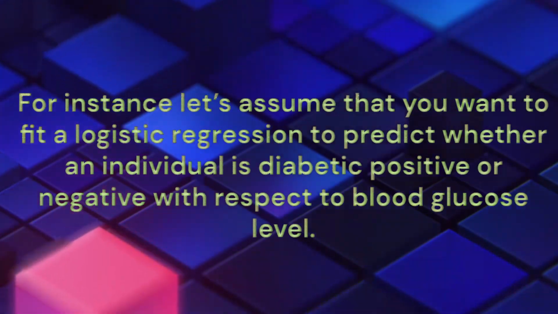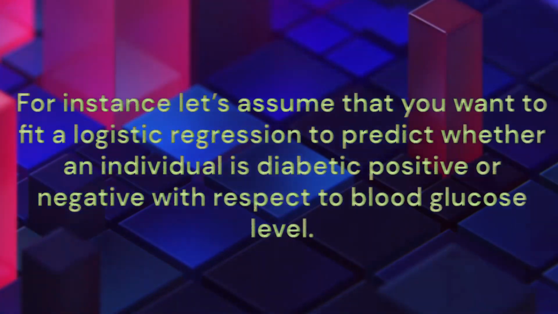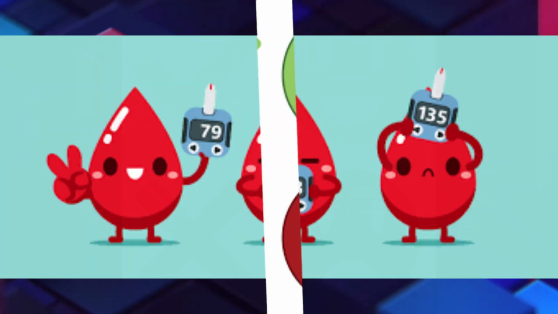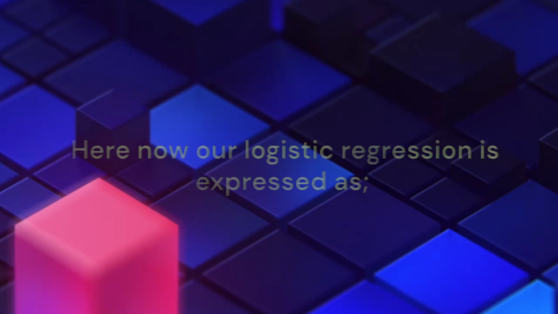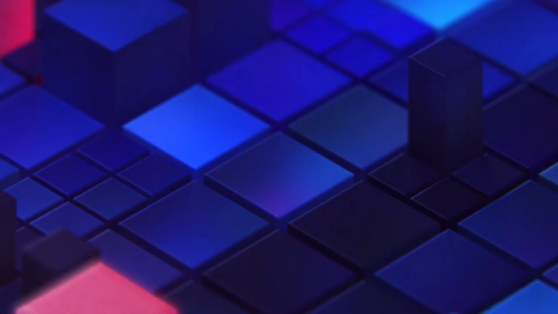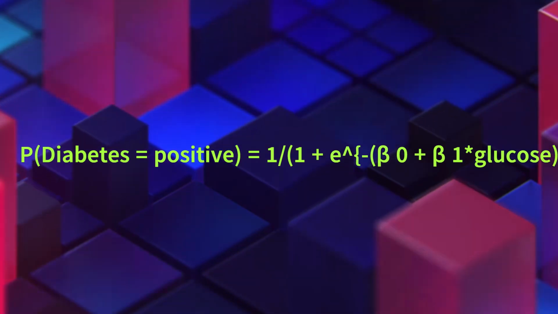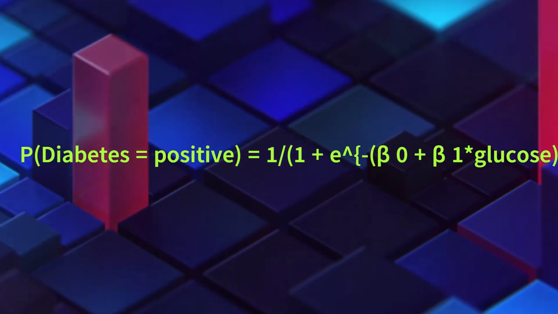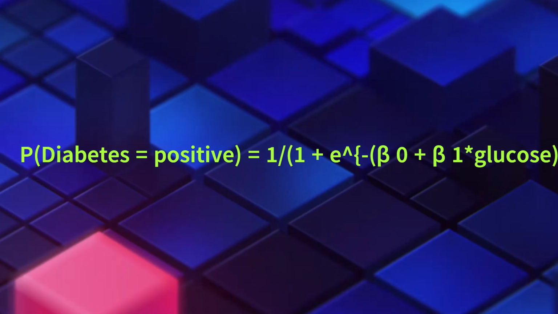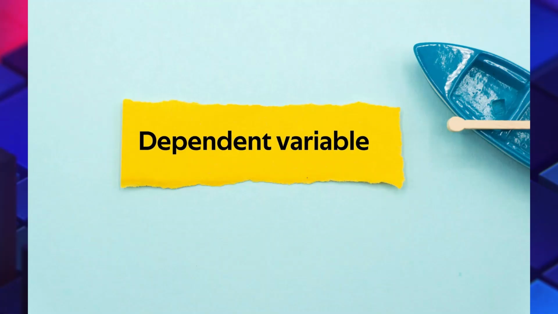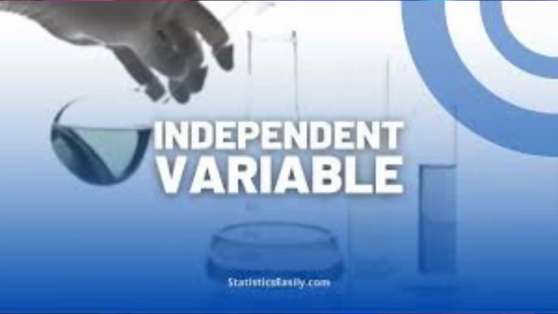For instance, let's assume that you want to fit a logistic regression model to predict whether an individual is diabetic positive or negative with respect to blood glucose level. Here, the logistic regression model is expressed as the probability of diabetes equals positive, equals 1, over 1 plus exponential to the power negative (beta naught plus beta 1 times glucose), where diabetes is our dependent variable while glucose is our independent variable.